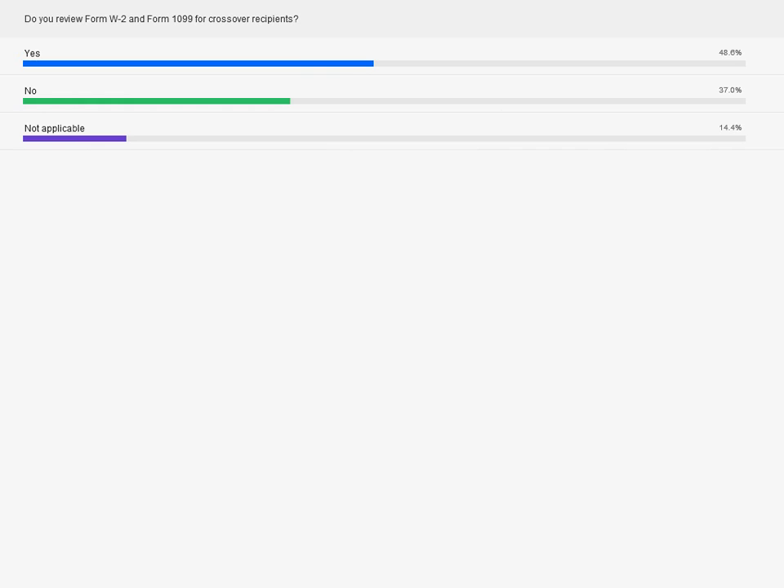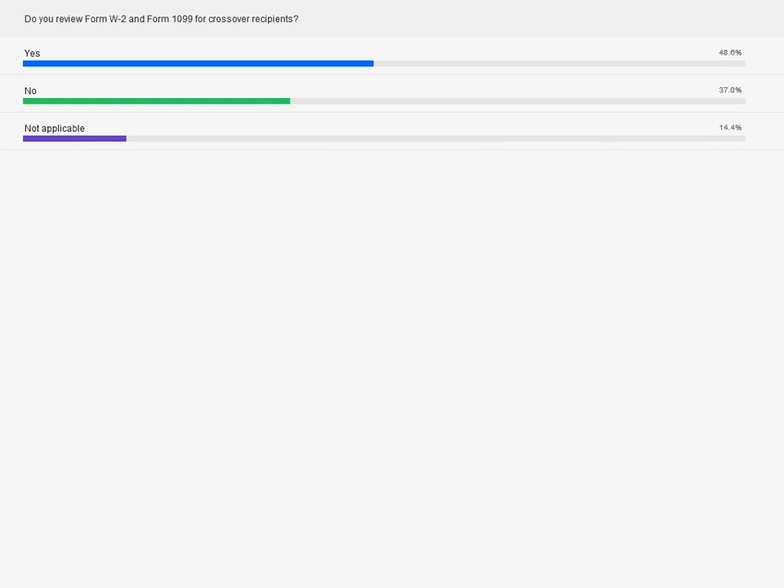Good. I'm glad to see about half of the people who responded do go through a process of comparing their W-2s and their 1099s. And it is possible to have both of those. You've just got to be able to explain it if the IRS comes in and asks.